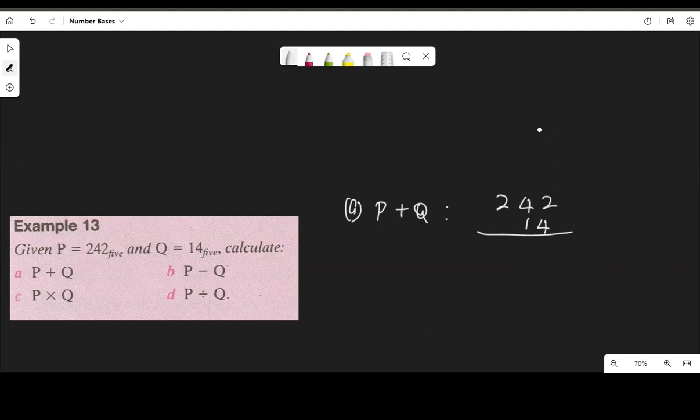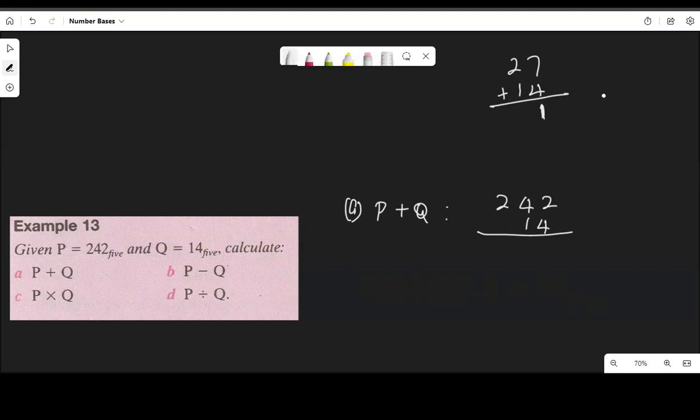the base in question. Let me start with base 10 that we are already familiar with. So if I'm adding, let's say 27 plus 14 in base 10, 7 plus 4 here is 11. But since we are performing operation in base 10, there's no way I can write 11 there. So I'm going to write 1.